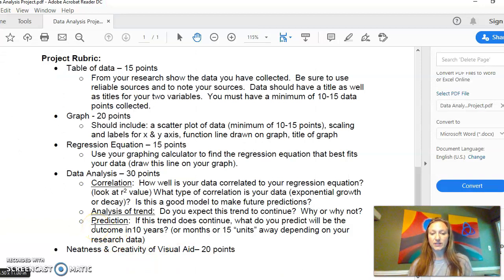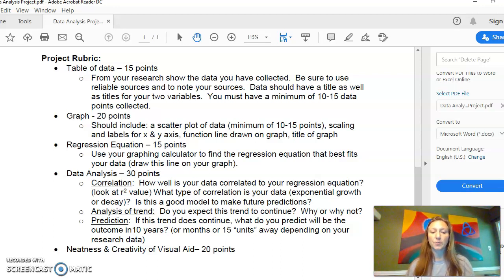Last, I want you to make a prediction. If this trend continues, so let's say it carries on, what do you predict will be the outcome in 10 years? In my case, it would have been like down the road, in 20 weeks, what is going to be my prediction for how many cases there are if we continue to exponentially grow? That's the question I'm asking.